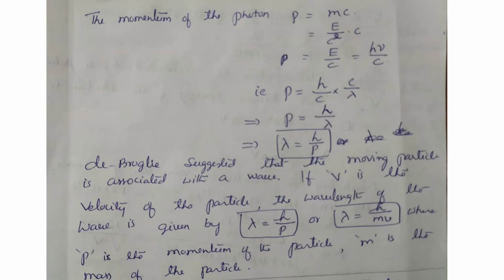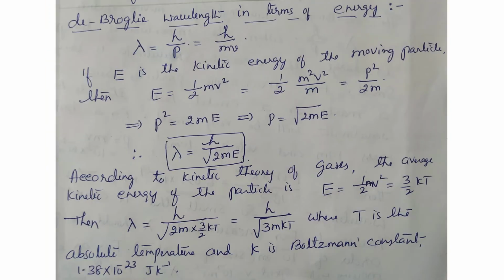Here lambda is the wavelength of that matter wave, given by h by p. Whenever a particle is having the momentum p, equal to mv, the wavelength of the wave associated with that moving particle is given by h by p. This was the expression given by de Broglie for the wavelength of the matter wave.